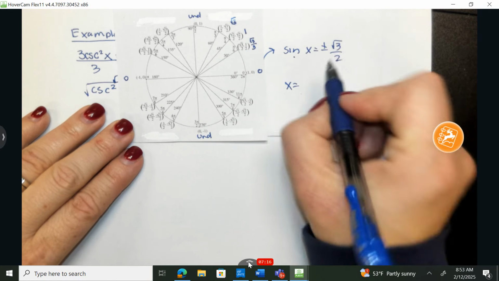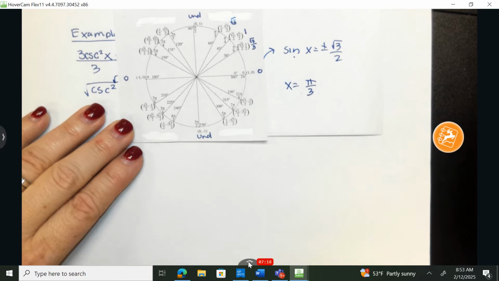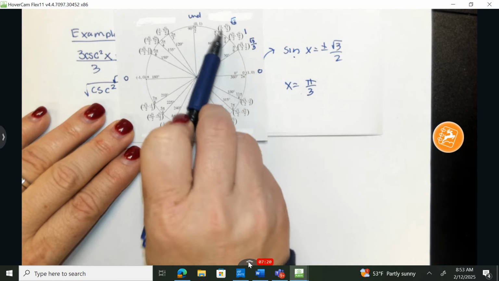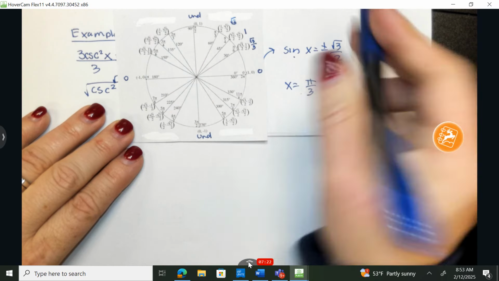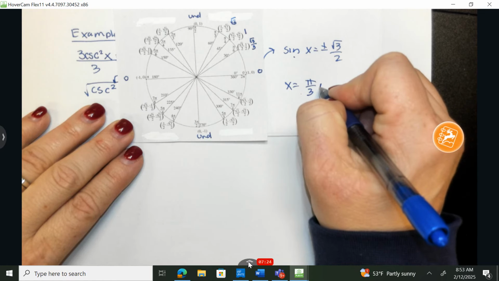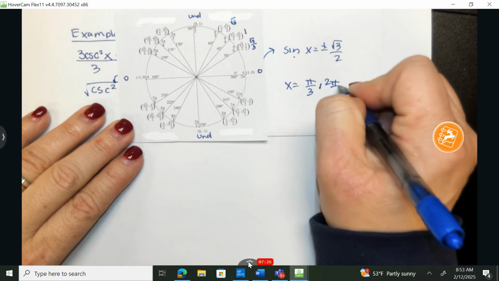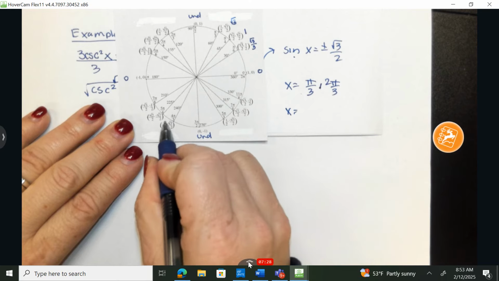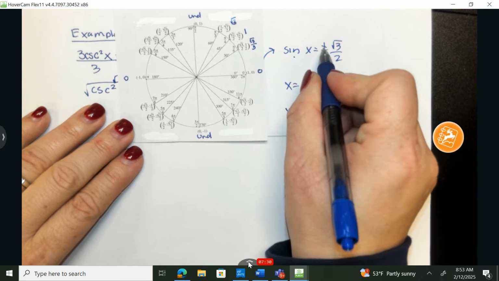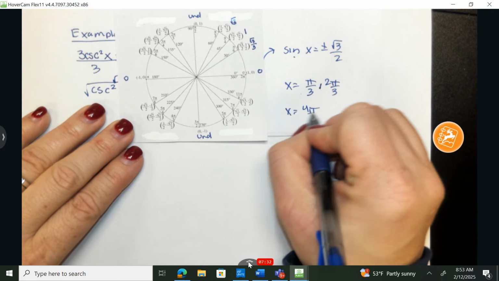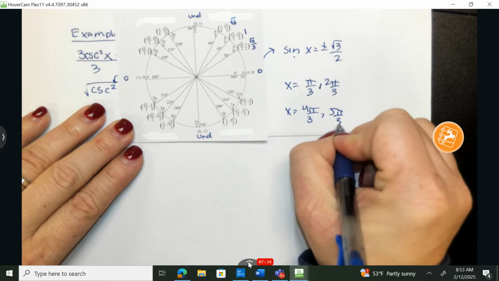So sine is the second number. We can see that's right here at pi over 3. So our reference angle again is 60 degrees, or pi over 3. Here's another positive radical 3 over 2, so 2 pi over 3. Down here is another, no, this is the negative version. Remember, we have plus or minus, so 4 pi over 3 and 5 pi over 3.